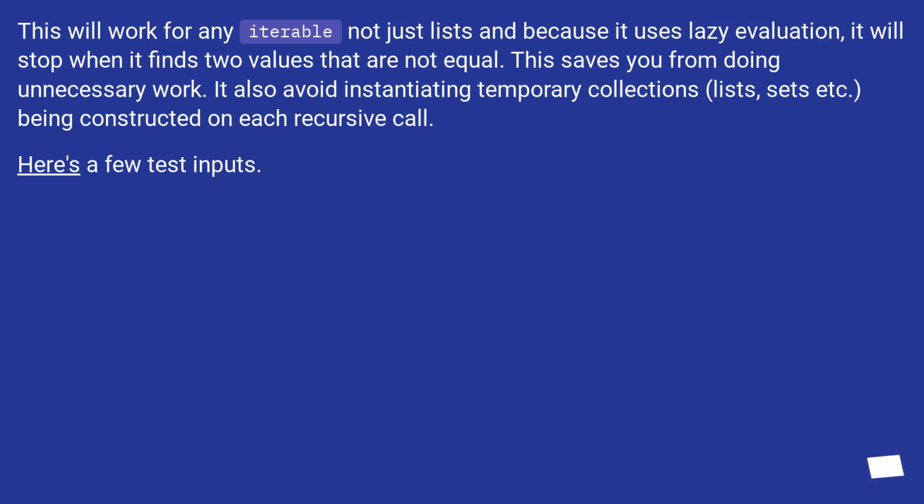This will work for any iterable, not just lists, and because it uses lazy evaluation, it will stop when it finds two values that are not equal. This saves you from doing unnecessary work. It also avoids instantiating temporary collections, lists, sets, etc., being constructed on each recursive call.